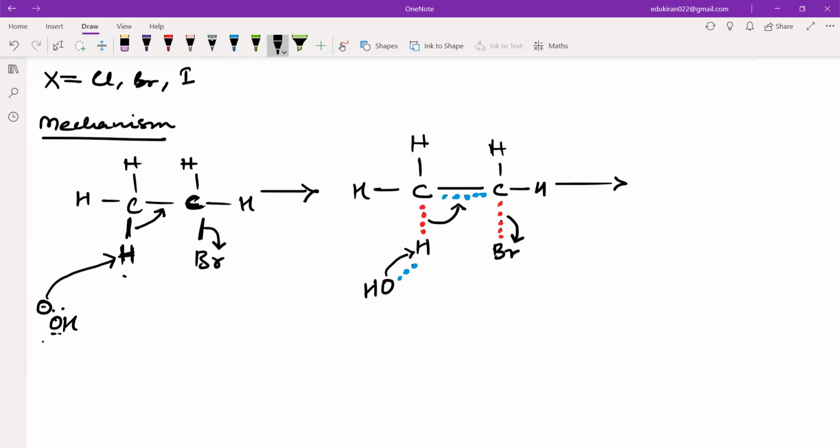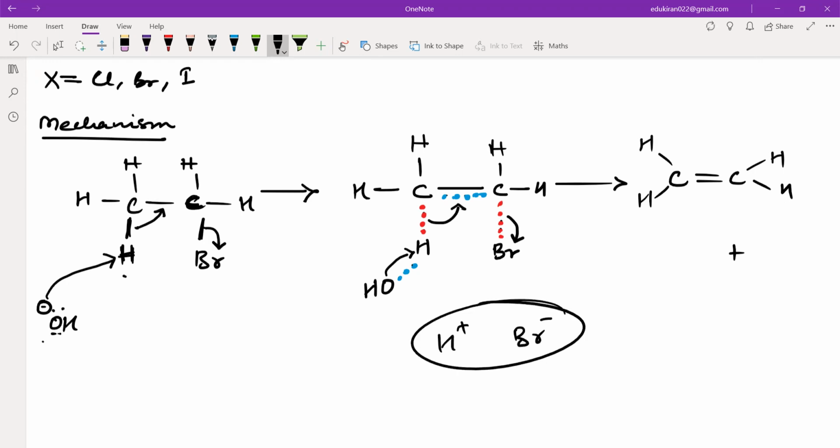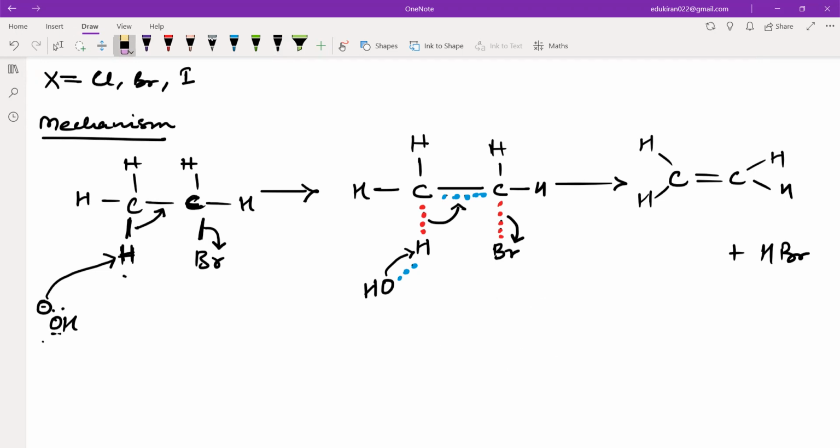So you will be forming carbon double bond carbon, with hydrogen, hydrogen, hydrogen, and hydrogen. The H which left from here to attack the Br, you will get H plus here. You will have Br negative here. They will form HBr. So this is the mechanism of how it happens.